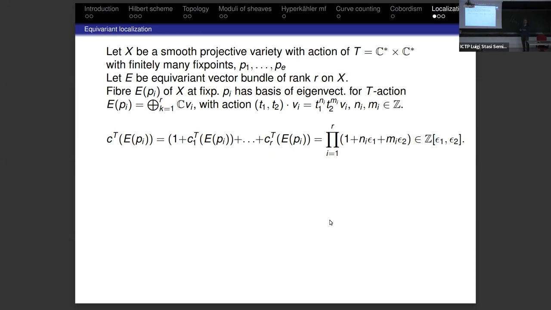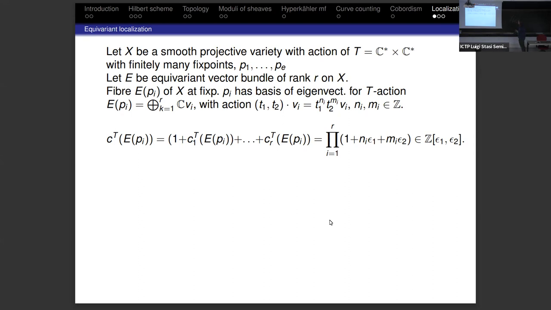So it's a representation of this torus. And it's known that if you have an action of such a torus on a vector space, the vector space must have a basis of eigenvectors, of common eigenvectors for the whole torus. That's something on the proof. So at each fixed point, the fiber has a basis of eigenvectors for the T action. So we can write the fiber as the sum like this, k equals one to r, C v_ik.